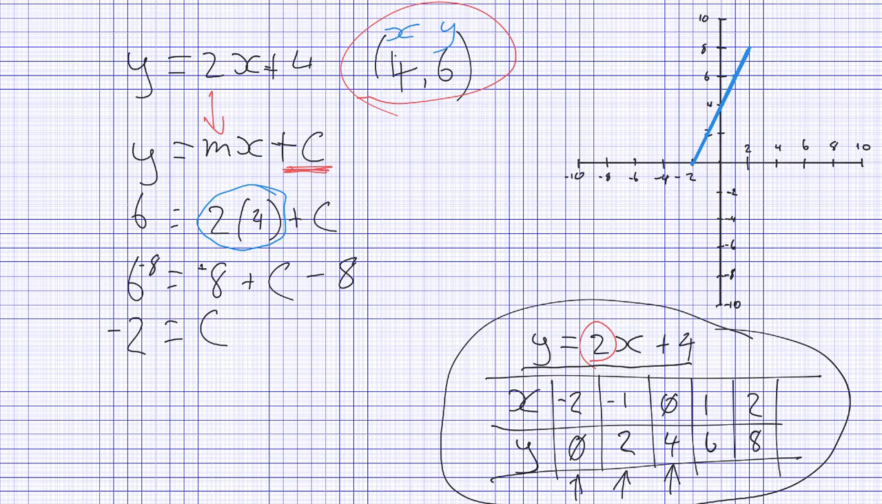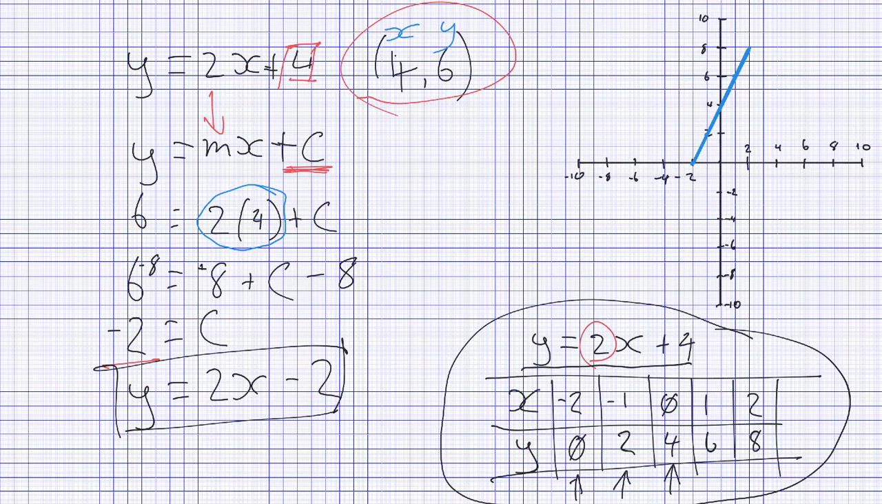And now I can take this value and replace this value here with my new c value to get my new parallel line formula. And if I rewrite that, it becomes y equals 2x take 2. So that right there, that's my answer.